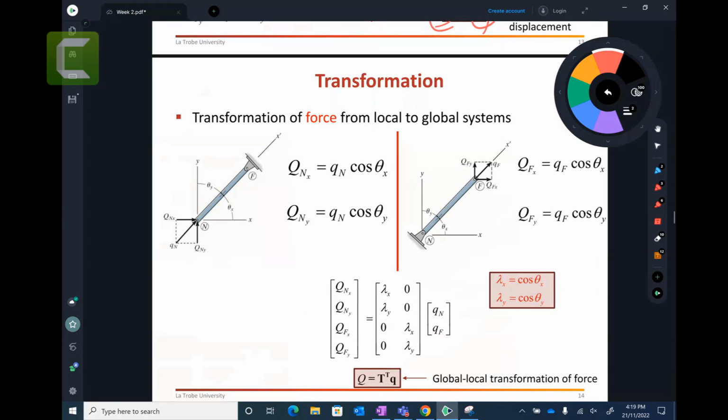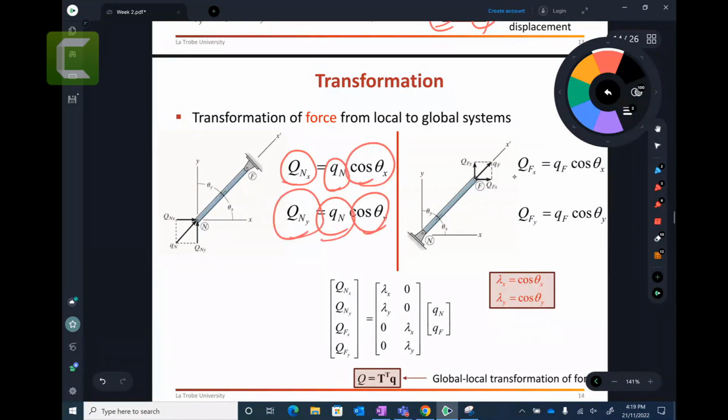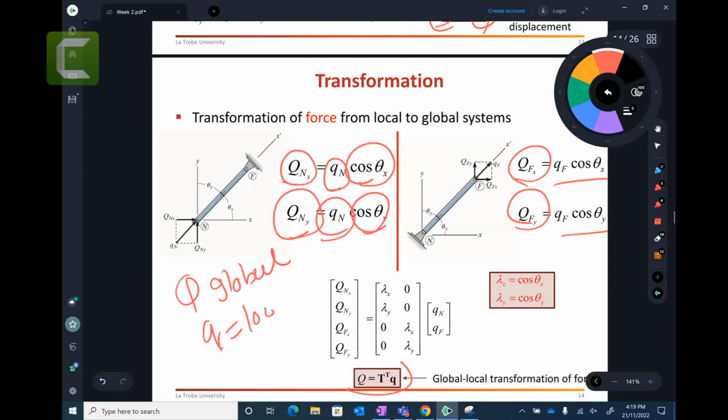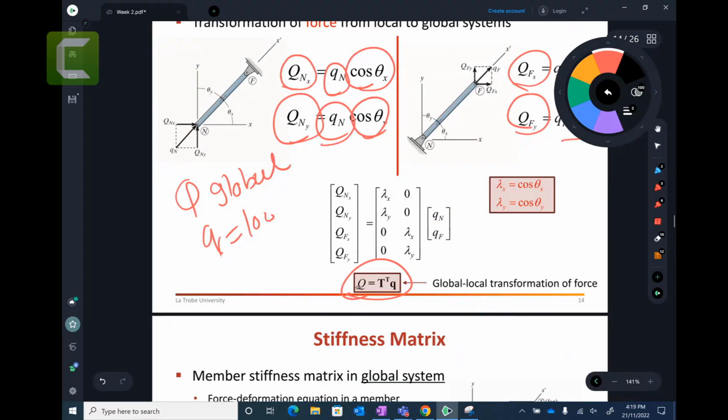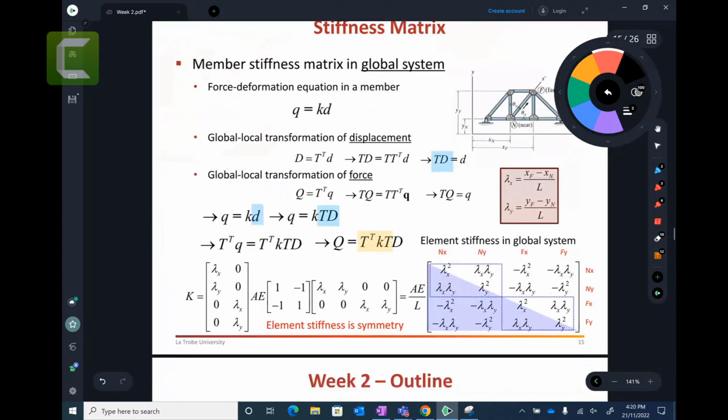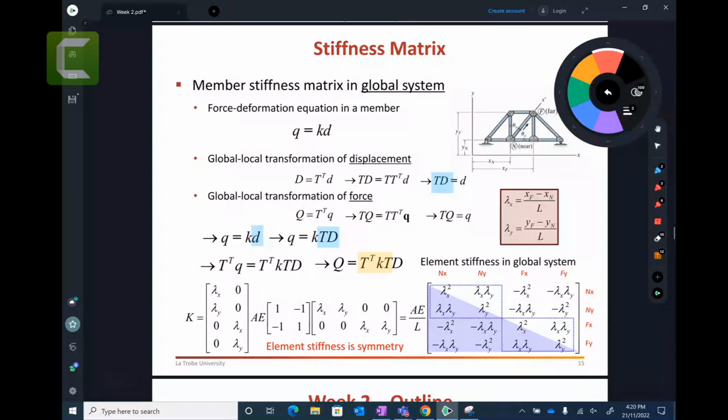What about forces? Same thing. If you are applying the force in the global, local, cos theta x, global, cos theta y. It's just trigonometry. The force and so on. This is global. Capital Q is a global, and small q is a local. Okay, and again trigonometry, and you can get the matrix, and you have these equations, which are the global force and local force.